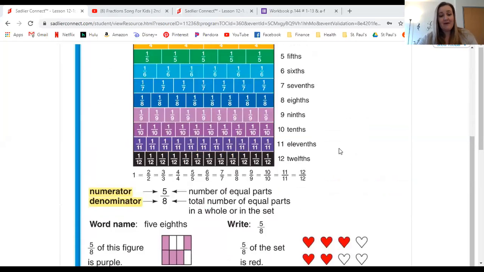So another thing you need to recognize is the top number is the number of equal parts, which is called the numerator. The bottom number is the total number of equal parts in the whole entire thing, or the denominator. Okay, so we're going to take a look at some of this. So let me go ahead and share my Smartboard lesson for today so we can get started on this.